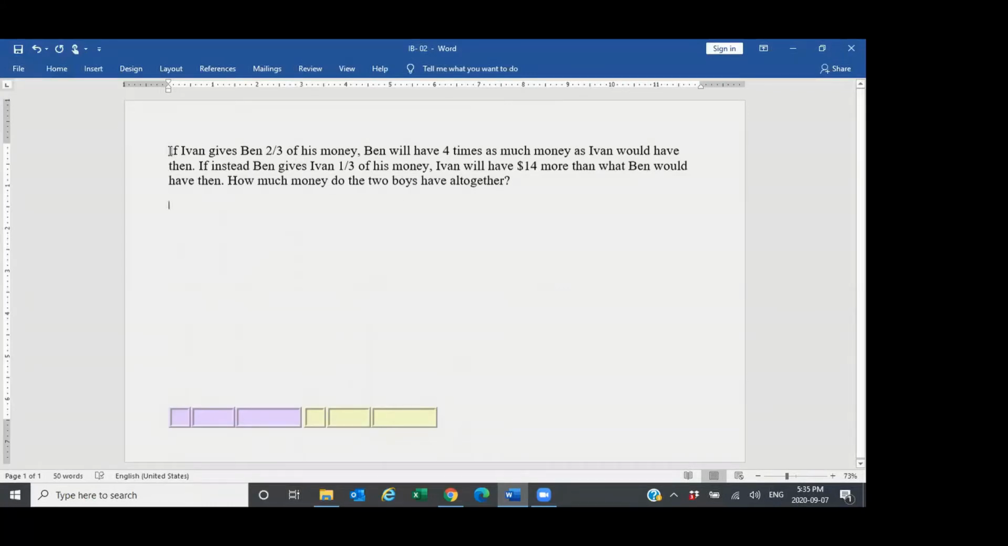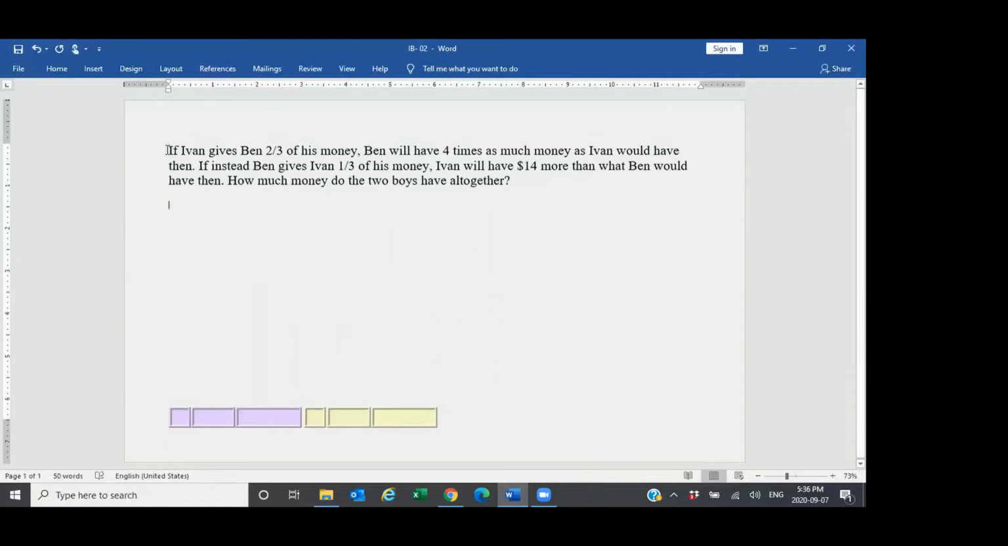Alright, so in this problem, it says, if Ivan gives Ben 2/3 of his money, Ben will have 4 times as much money as Ivan would have then. If instead, Ben gives Ivan 1/3 of his money, Ivan will have $14 more than what Ben would have then. How much money do the boys have altogether?